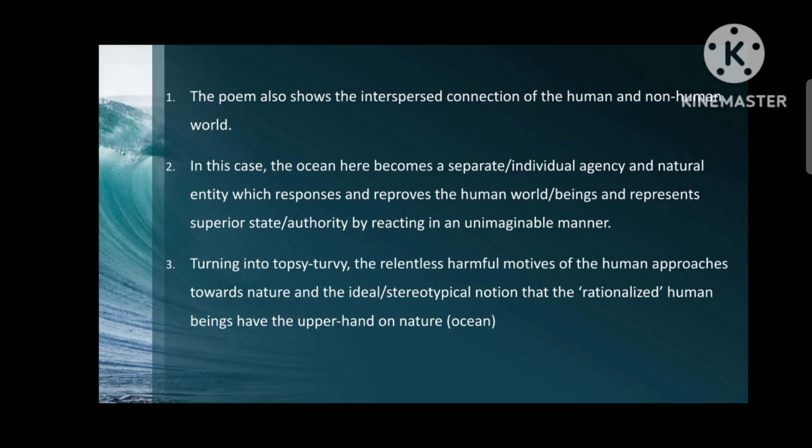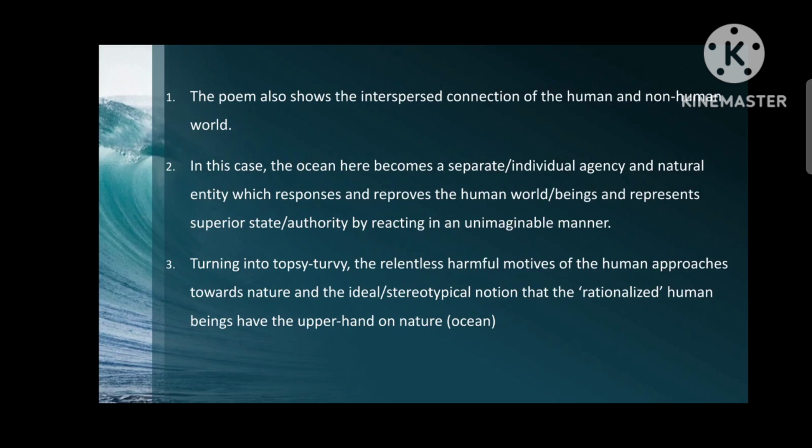The second point, in this case the ocean becomes a separate individual agency and natural entity which responds to and reproves human beings and represents superior state authority by reacting in an unimaginable manner. Now here, as I told, the ocean becomes a protector and destroyer, and acts as a separate agency which takes revenge, which reproves the human world by showing that nature, the ocean, also has superior authority over human beings, right?